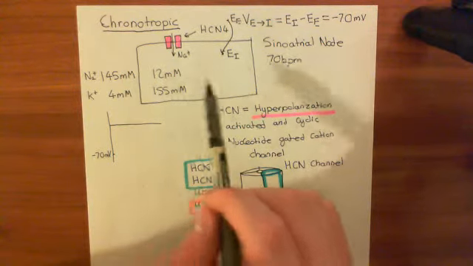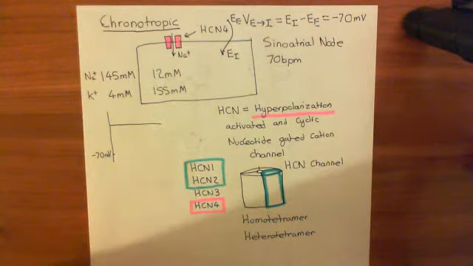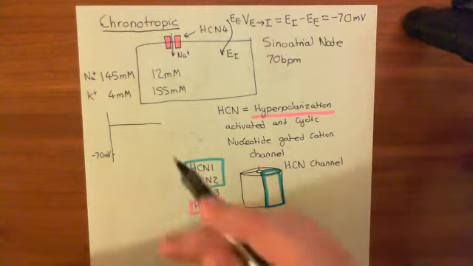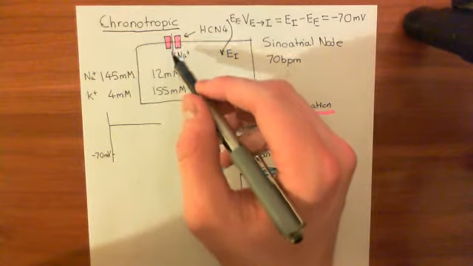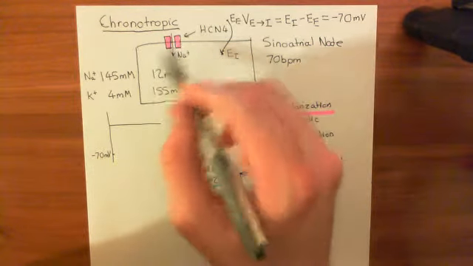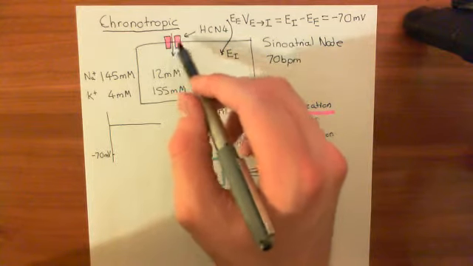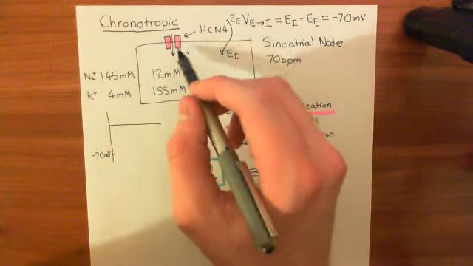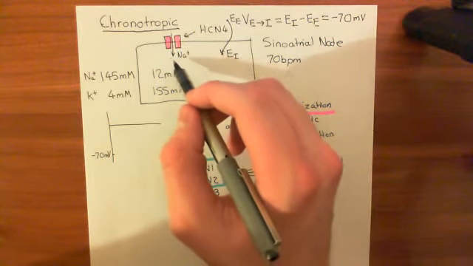Indeed, if you wanted to actually match the concentration gradient, the electrical gradient would need to be bigger than that. It would need to be negative 85 or thereabouts. However, the movement of potassium out is very small compared to the movement of sodium in. So the main important thing about these HCN channels is that when they open, you're going to get movement of sodium ions into the cell.